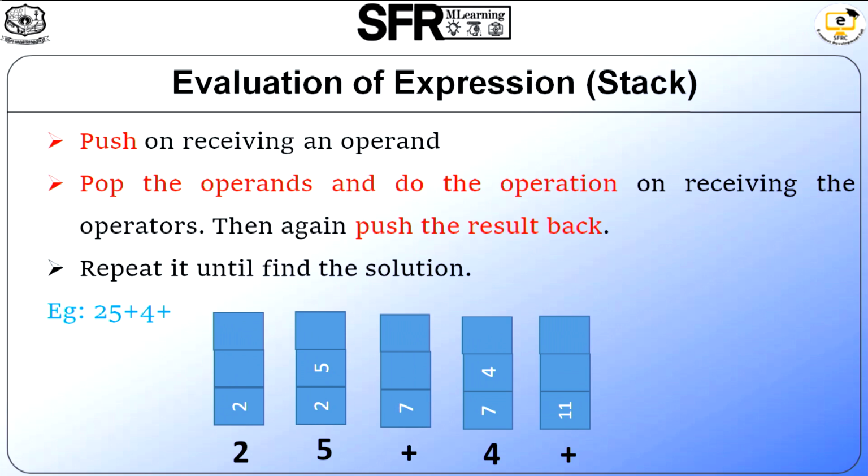2 is an operand, so we push it into the stack. 5 is an operand, we push it. After getting plus, we pop out 2 and 5, add them and push the result 7 into the stack. After getting 4, we push it into the stack. After getting plus again, we take 7 and 4 and add them. The result 11 is pushed back into the stack. So these are the applications of stack.